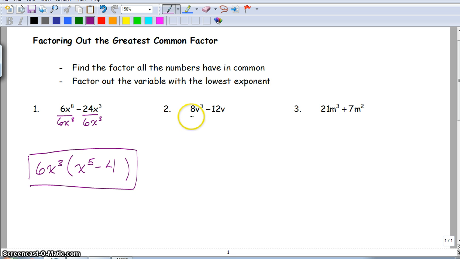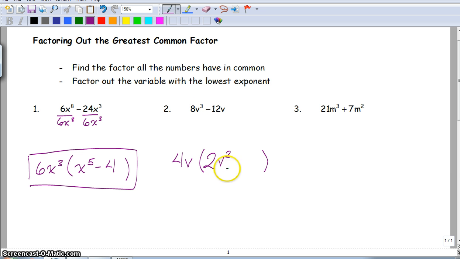My second problem, I have 8v cubed minus 12v. Between 8 and 12, the greatest common factor this time is 4. Between v cubed and v, the greatest common factor is v. So then another way to look at it is 4 times what gives me 8. In this case, 4 times 2 equals 8.